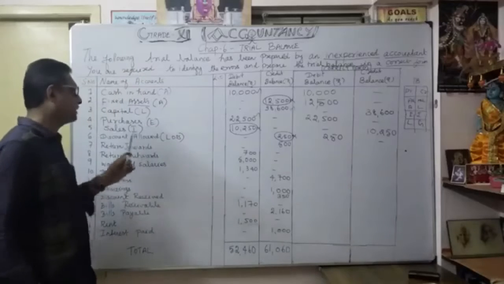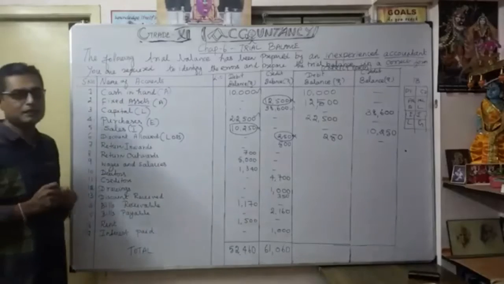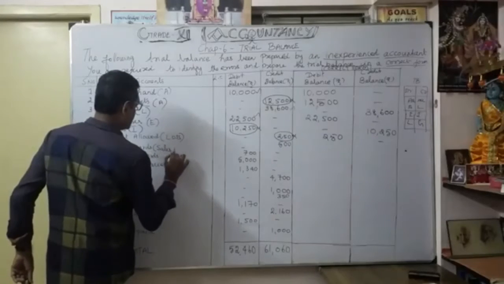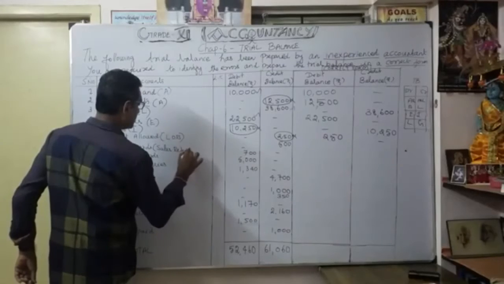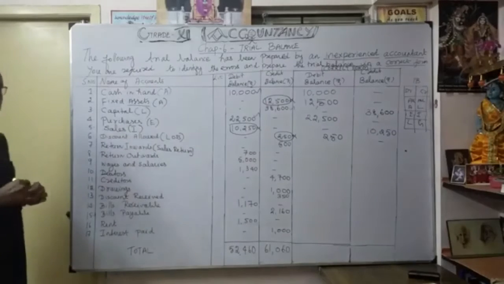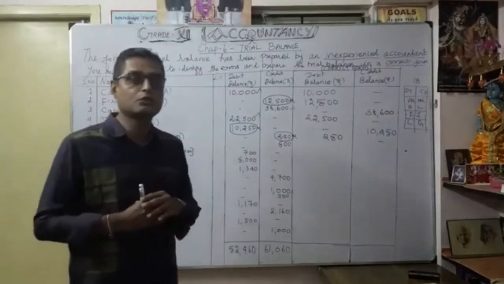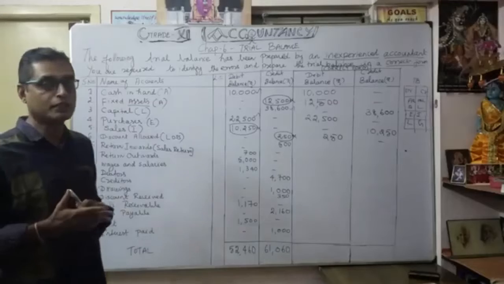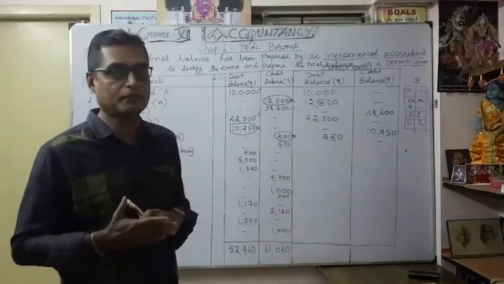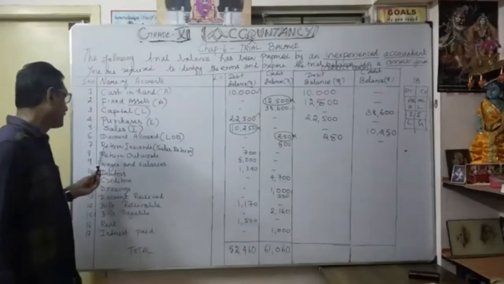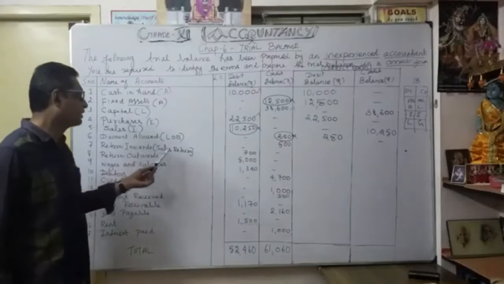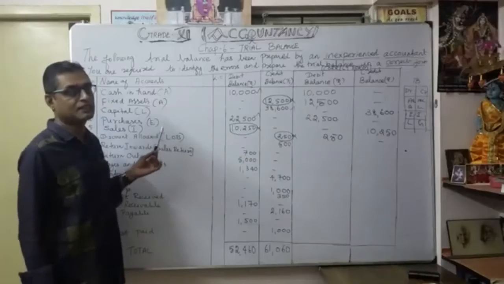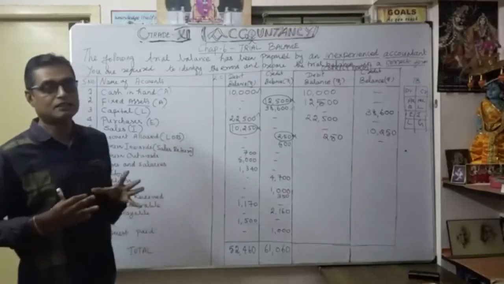Then return inwards. It's a very, very important word. What is the meaning of return inwards? It is nothing but sales return. Already you know sales return, when you learn about subsidiary books, under that how to prepare sales return. Whenever goods are sold on credit, any return by the customer is recorded in the sales return book. So here, return inwards is nothing but sales return. Here we can't say income, expenses, asset, liability, or loss and gain.